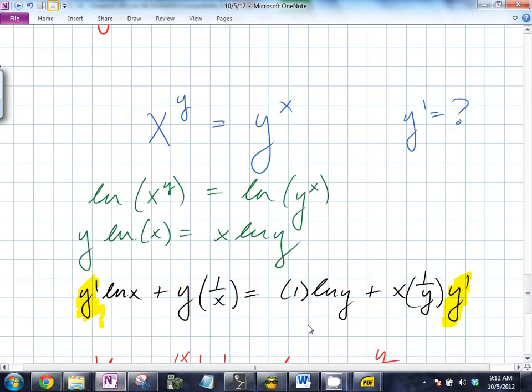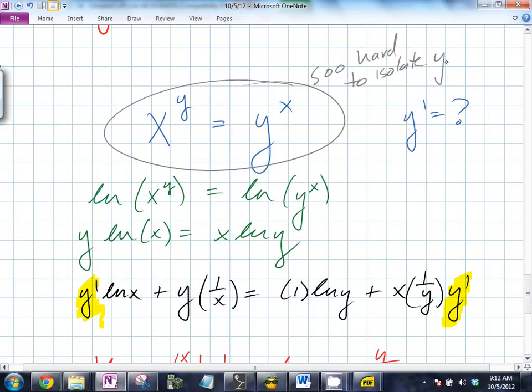So hard to isolate y. And even if you isolate y, is it necessarily going to be a function? If it's not a function, you have to break it apart into multiple functions. It'd be a relation. So if I asked you for the derivative on this, what is the derivative? There it is. That is the derivative right there. There's nothing else you can do at this point.